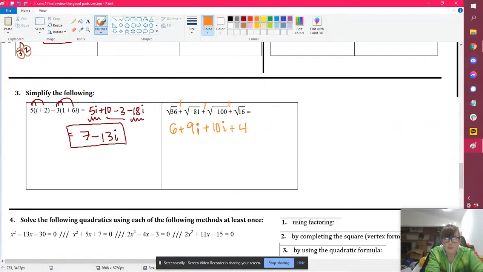All of these were added, so I'll keep them being added. And now I get to do my 6 plus 4 is 10. My 9i plus 10i is 19i. And I don't combine these anymore because they're not like terms. Nice.